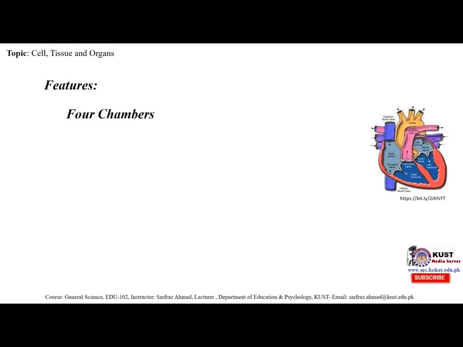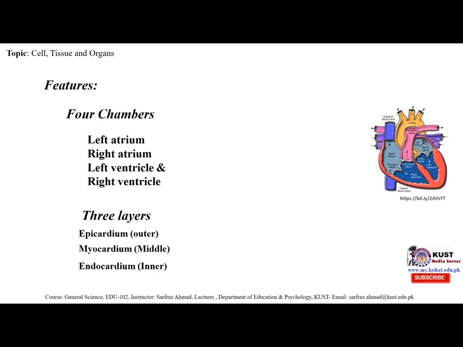And then there are some features: four chambers, the left atrium and right atrium, left ventricle and right ventricle. And three layers: epicardium, the outer, myocardium, the middle, and endocardium, the inner. Then four valves are there: the first is called pulmonary, the second one is tricuspid, the third one is mitral, and the fourth one is aortic valve.